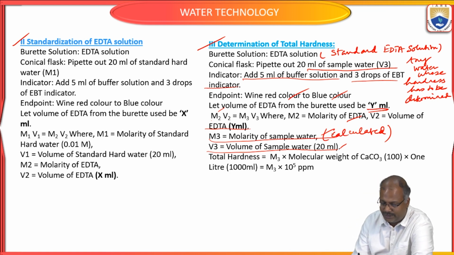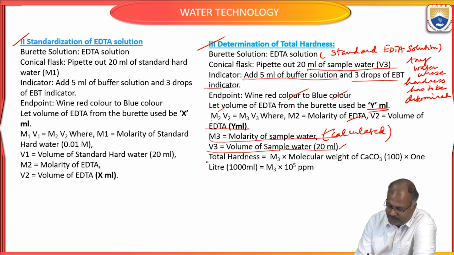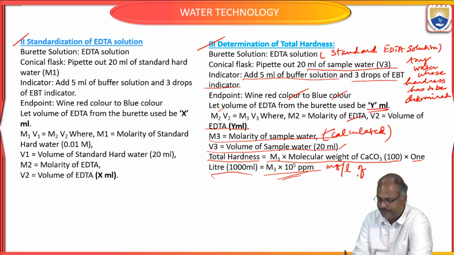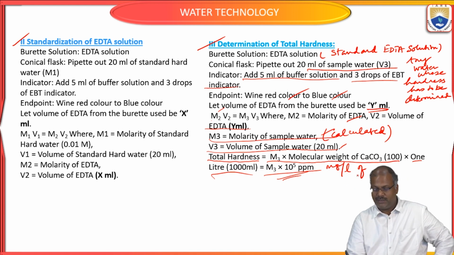The molarity, the strength of this sample water, gives the strength of total hardness present in water. Okay. So M3 into the molecular weight of calcium carbonate, 100, into 1 liter. M3 into 10 power 5 ppm. That is the milligram per liter of total hardness. Total hardness in milligram per liter is whatever we get here.